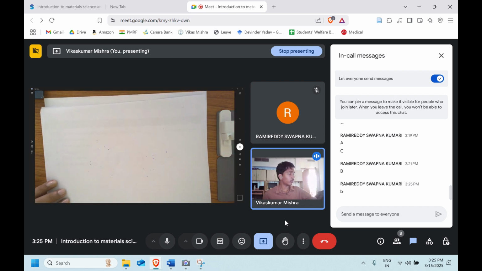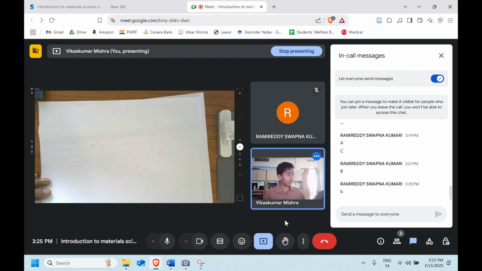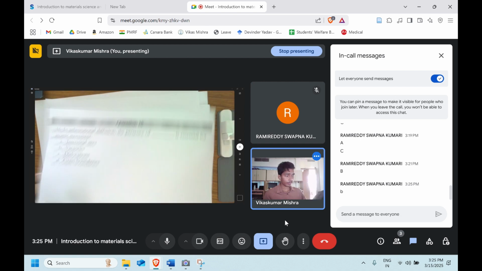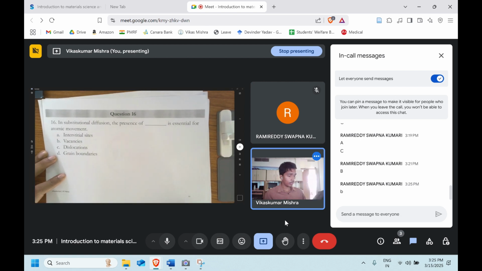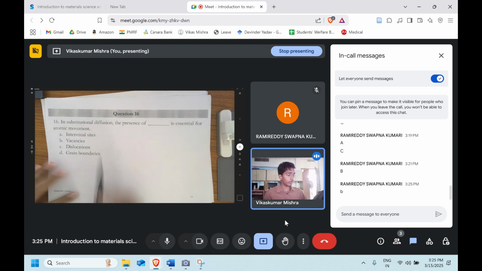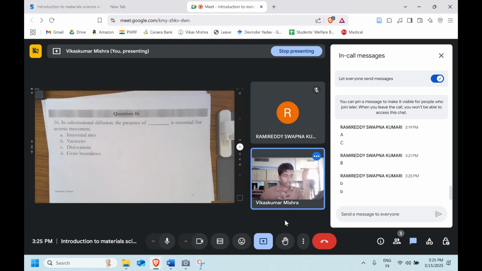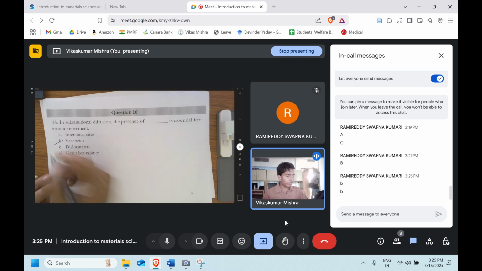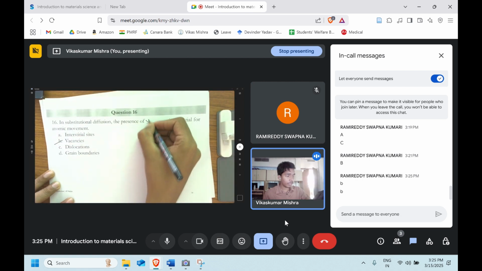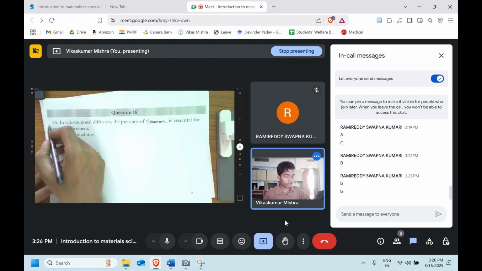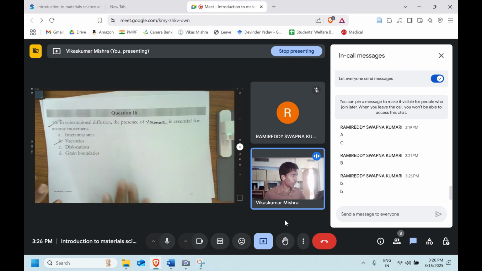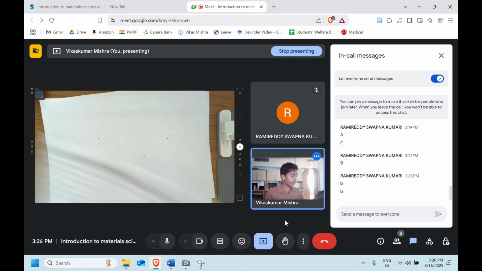Let's move ahead. Let's go to question number 16. In substitutional diffusion, the presence of dash is essential for the atomic movement. Yeah, again option B. Vacancy is the one which is required over here. So we'll say that the vacancy is needed in substitution. So more or less, question number 15 and question number 16 were exactly the same.